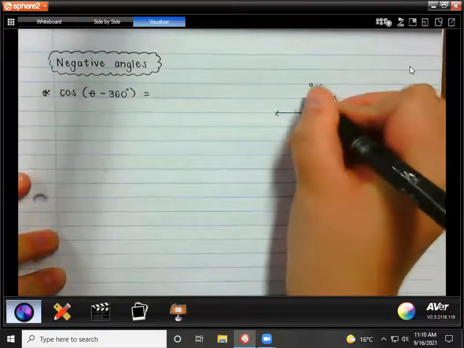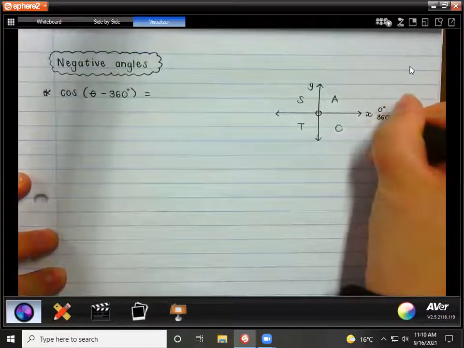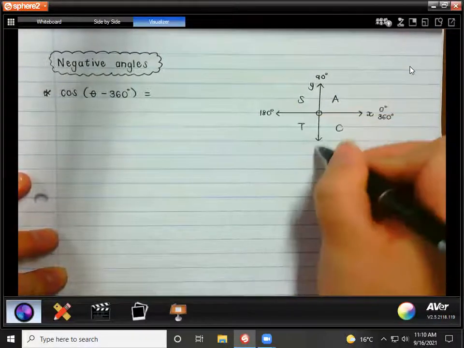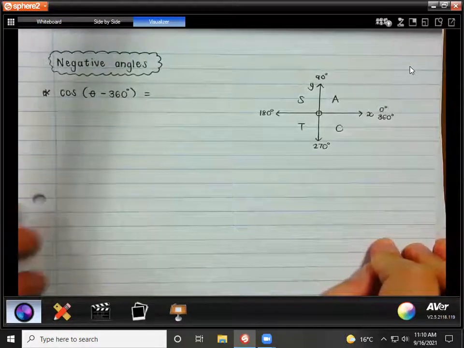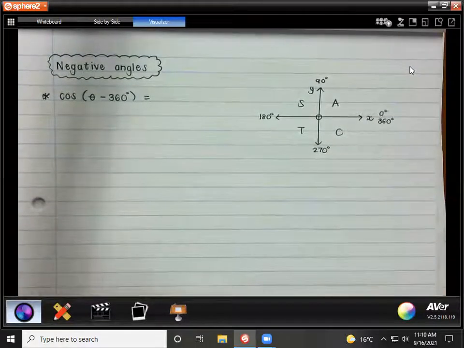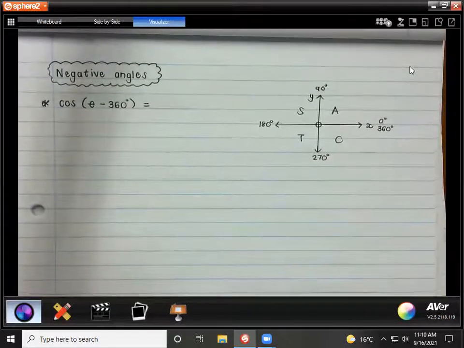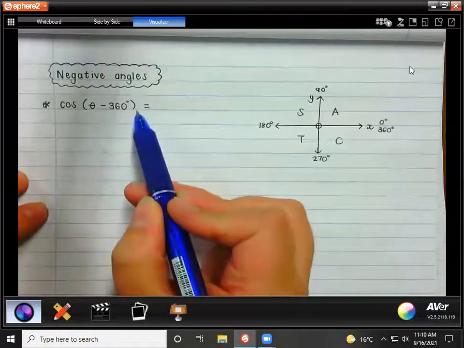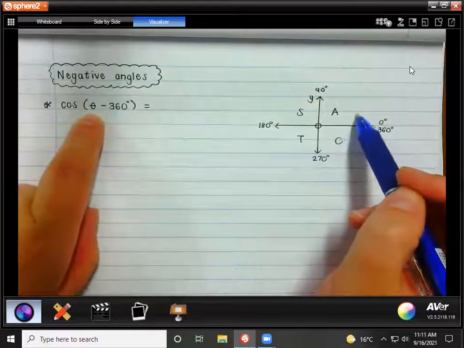So we have A, S, T, and C. We know that this is 0, but it's also 360. That is 90. That is 180, and that is 270. Okay, now we also need to remember that theta always represents an acute angle, unless they say otherwise. So if we're saying theta minus 360 degrees, theta, the first part of this angle, will be in the first quadrant, right? Because it's an acute angle.